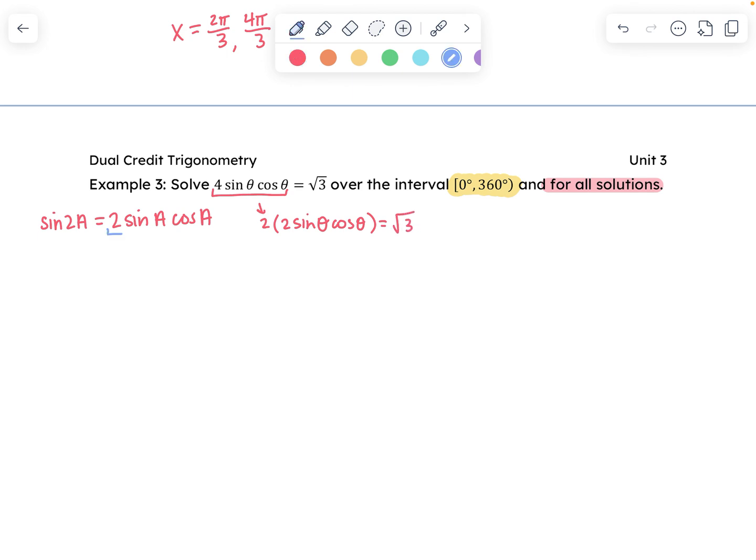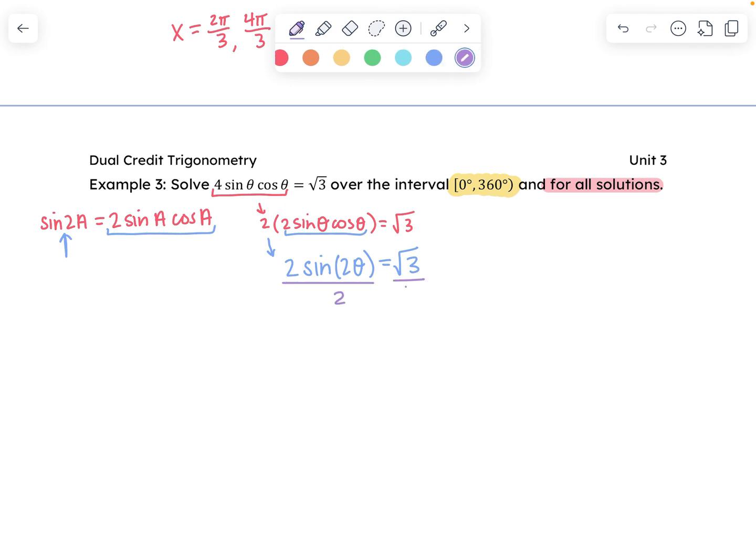And then I can make that substitution because now they do look the same. So instead of 2 sine theta cosine theta, I can now substitute in sine of 2 theta. So I'm still going to bring this down and have 2, and then it's going to be sine of 2 theta equals that square root of 3. And then from there, I just need to get that sine part by itself. So I would divide both sides by 2. So I have sine of 2 theta is equal to the square root of 3 over 2.